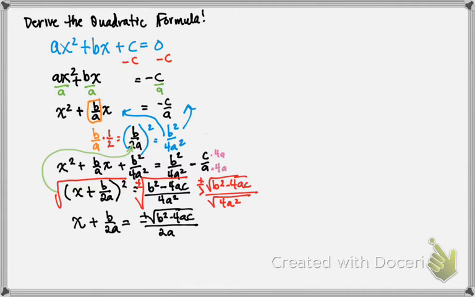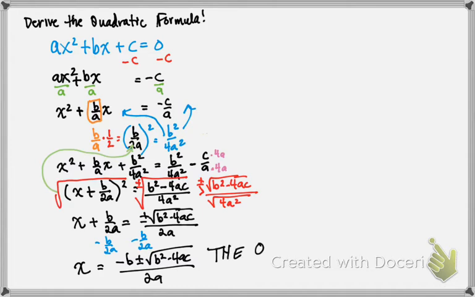Last but not least, I need to subtract b over 2a from both sides. Those have the same denominator, so I get negative b plus or minus the square root of b squared minus 4ac all over 2a, which is the quadratic formula.